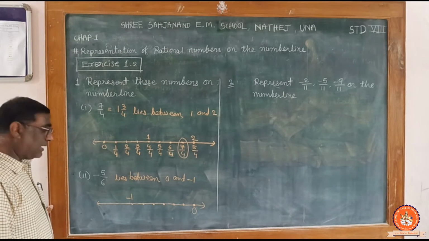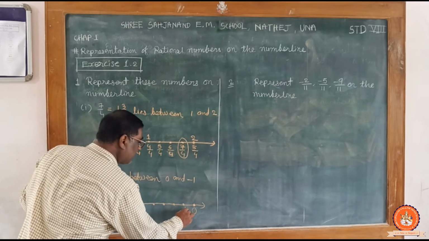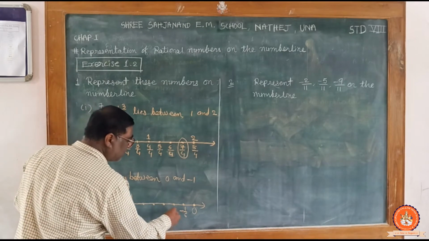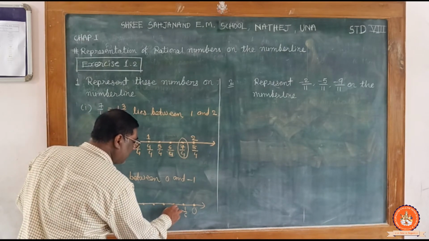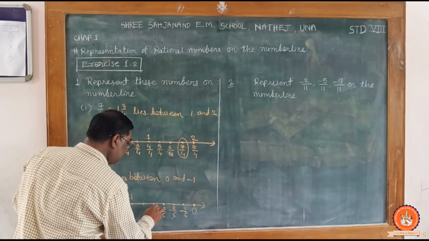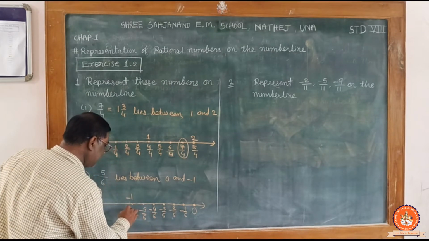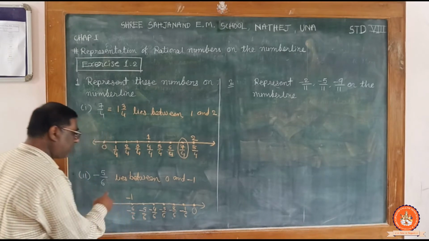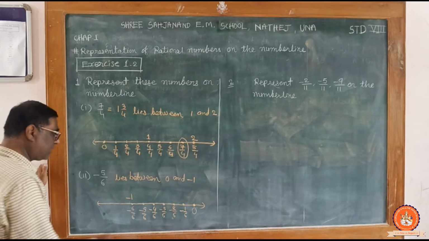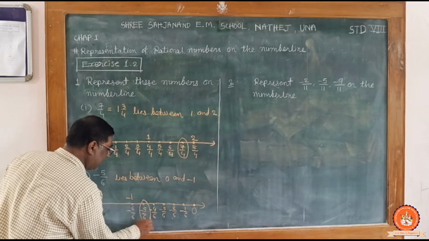Now start giving labels. So 6 is the denominator. So the first number will be minus 1 upon 6. The second minus 2 upon 6. This is minus 3 upon 6. This one is minus 4 upon 6. This one is minus 5 upon 6. And this one is minus 6 upon 6, which represents minus 1. So our number minus 5 upon 6 is here, and this is our number to be represented. Okay.